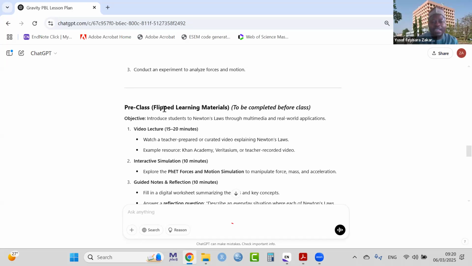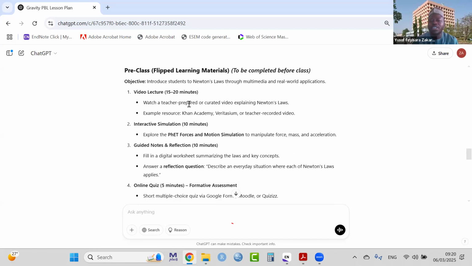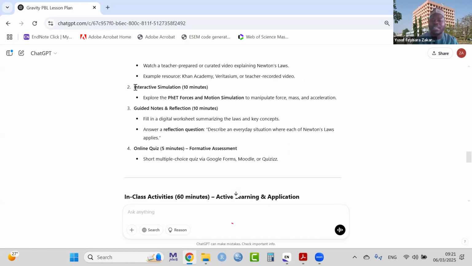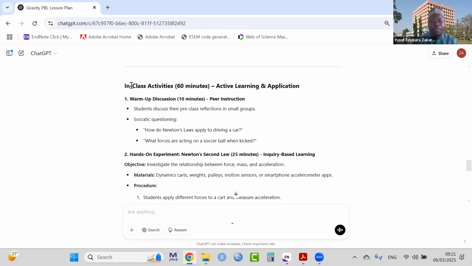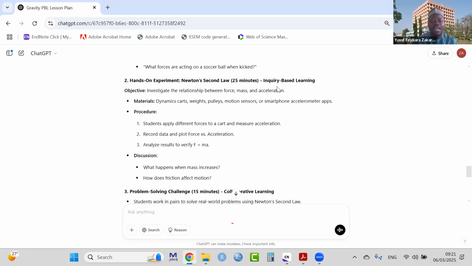So you are going to prepare the lesson materials. The students will watch this before they come to your class. Look, it can be a video lecture, 15 to 20 minutes. It can be an interactive simulation, then some guided notes which the students will master before they come to class, pre-class. The in-class activity is where they will now engage with the content, active learning and application of what they have learned. Then it gives you how to do it. You can do peer instruction. You can have hands-on experiments on inquiry-based learning, and it has given you how to conduct the experiment.